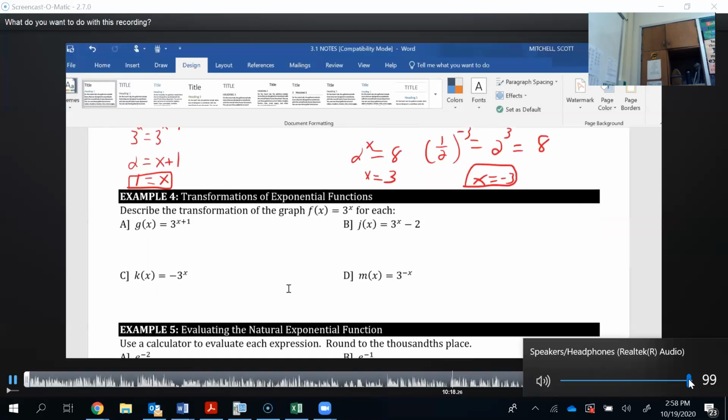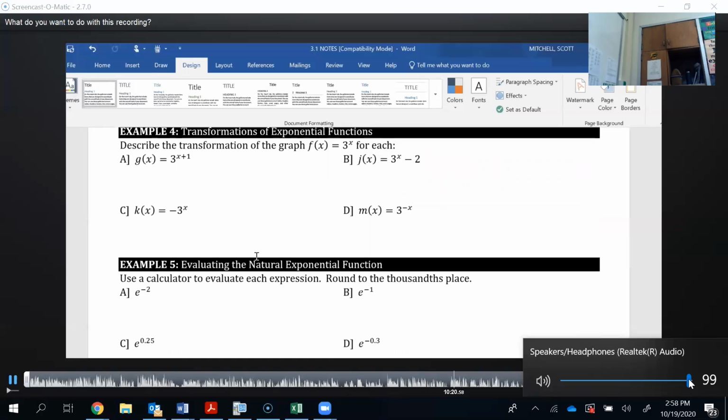Now we're down in here talking about transformations. I already mentioned this before, but where is the number and what does it do? Is it on the inside? It means something left and right. On the outside, it means something up and down. Here's a +1. What does that do?